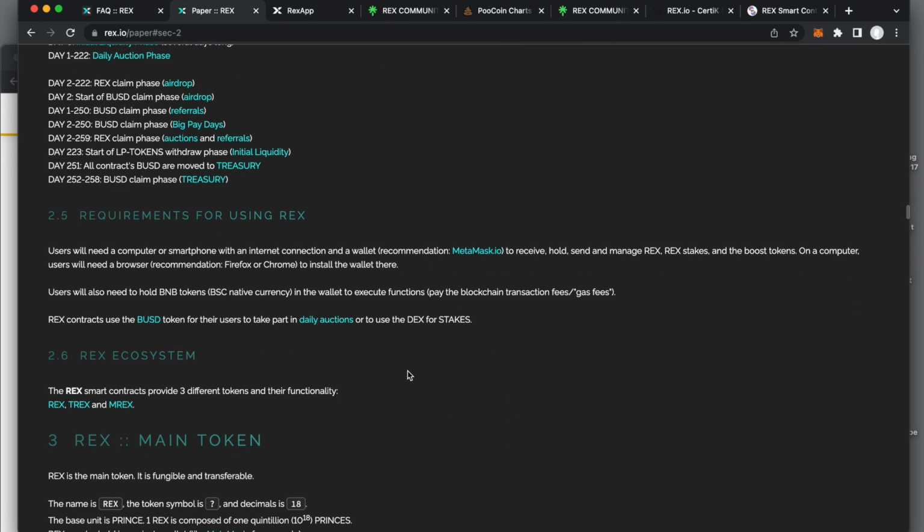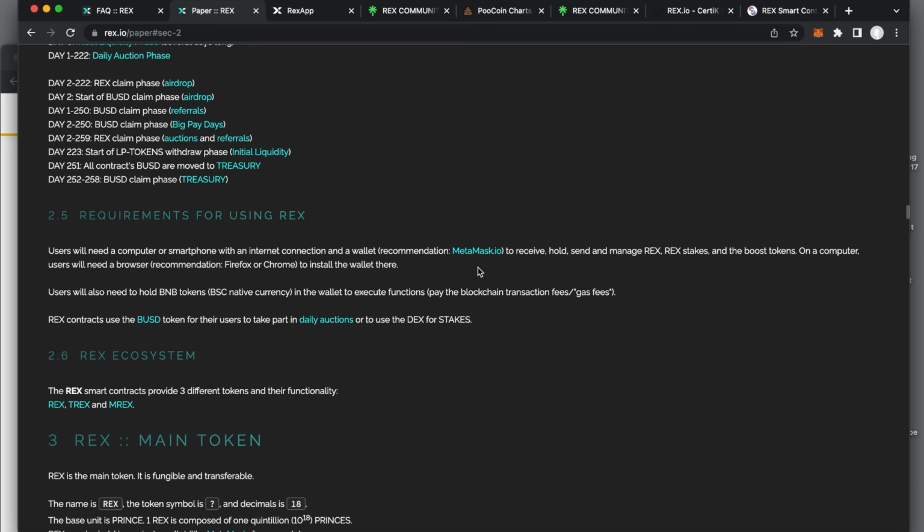So the requirements for using Rex: users will need a computer or a smartphone with an internet connection or a wallet. The recommendation is MetaMask. I think you can also use Trust Wallet, although I haven't tried it. And I think you can also use these with a hard wallet, but I haven't tried it myself, so I can't really speak to that or show that. Hopefully somebody else will make videos about that.